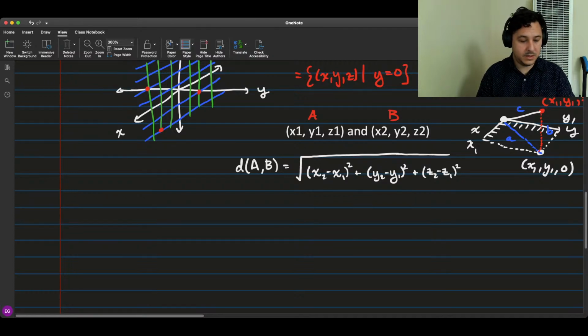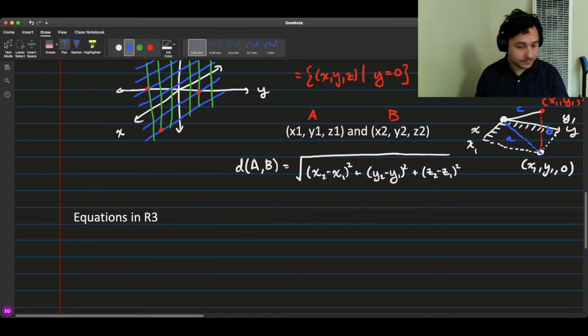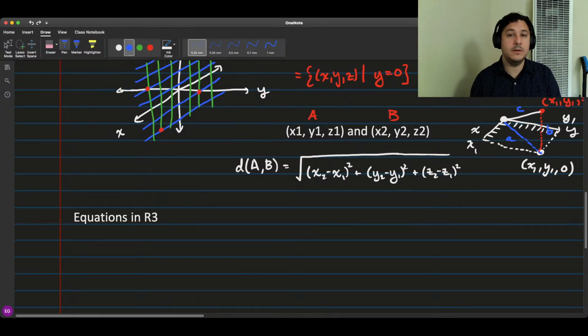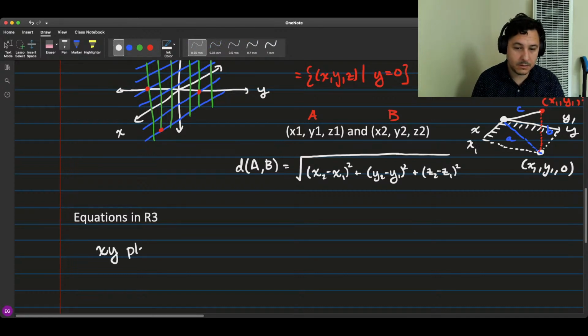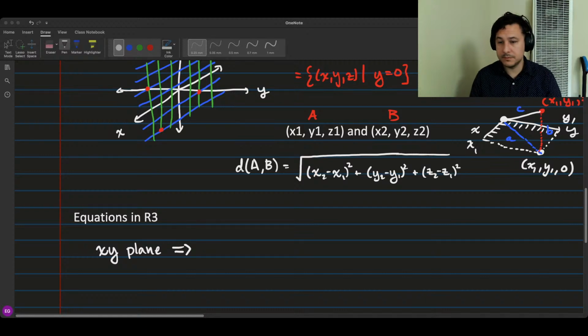Okay, so let's talk about equations in space. Equations in R3. Okay, so let's talk about the xy plane. What did we know about points in the xy plane? Like, what did we learn about them? So if you were to talk about points in the xy plane, what could you say about them?